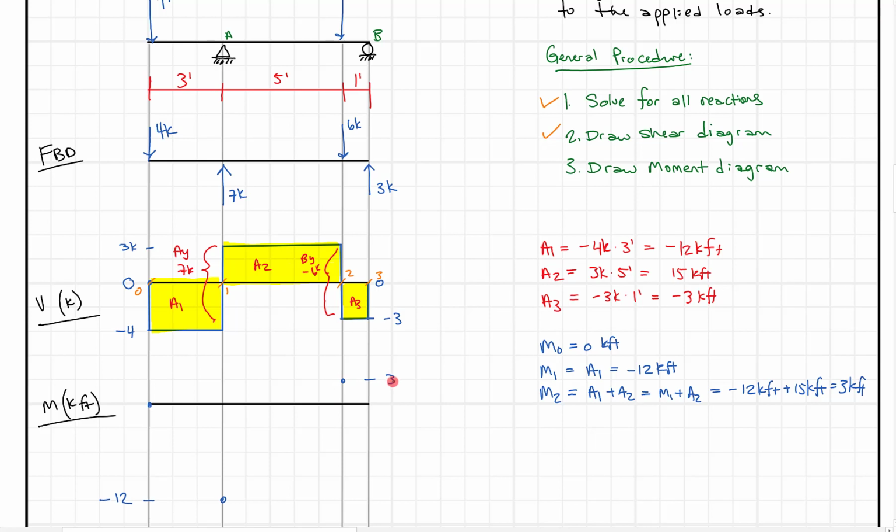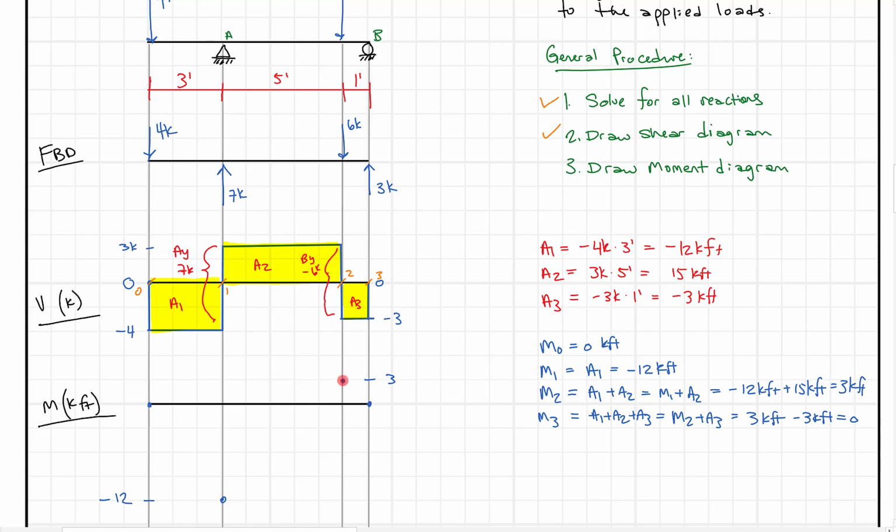So I can label this as well, either on the right hand side or the left hand side. Then we'll say the moment at 3 is going to equal A1 plus A2 plus A3, so hopefully you're getting the hang of this. We could also say it's just M2 plus A3, and what we get is 3 kip feet minus 3 kip feet, and that equals 0. That's good, because at the end of a simply supported beam with a roller, where there's no applied moment, we expect to go back to 0, right?